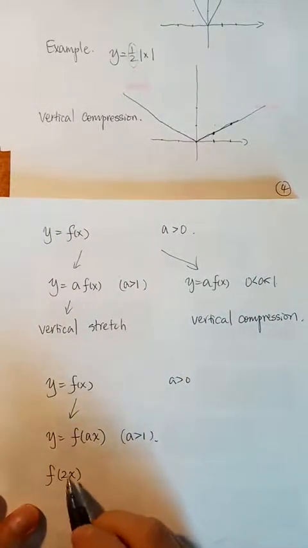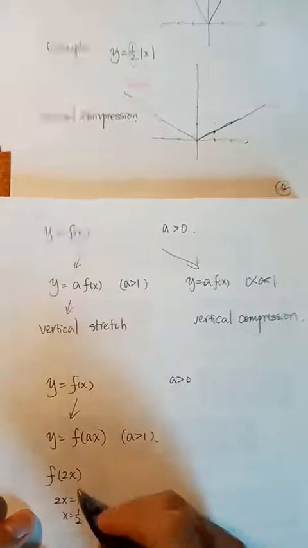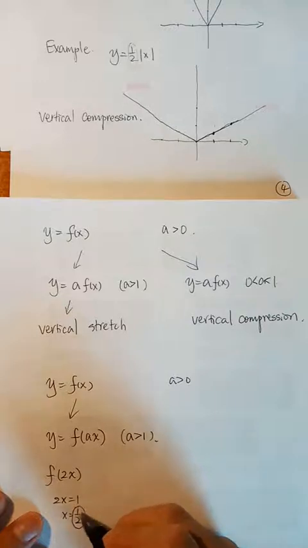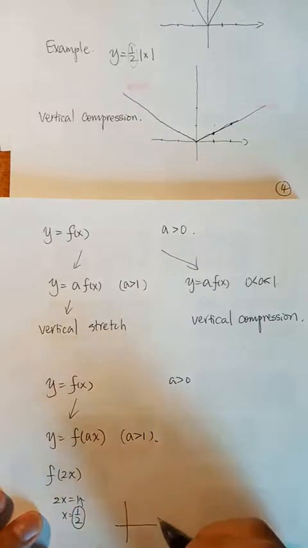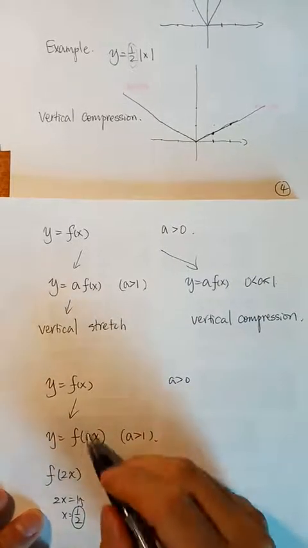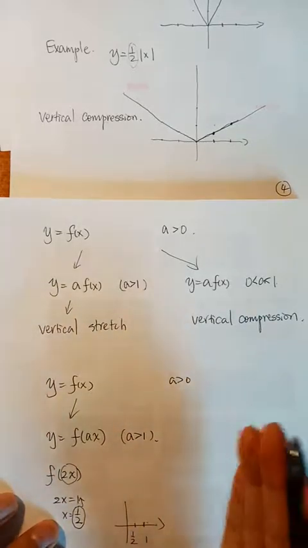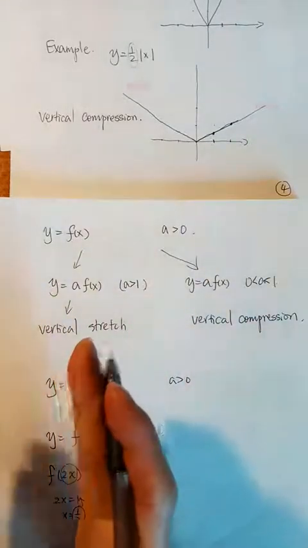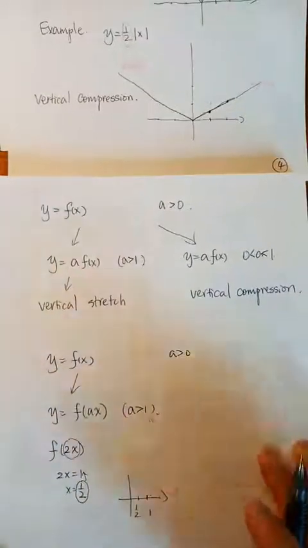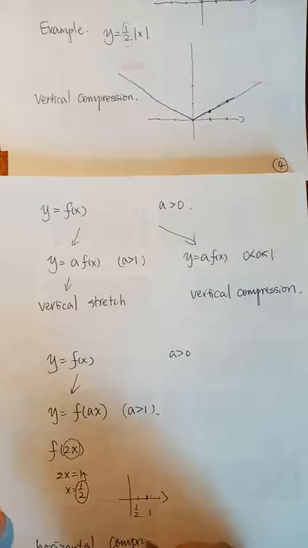2x, if you let 2x equal to 1, you get x is 1/2. It means 1/2 corresponds to 1. Originally, f(x) needs 1, but with the coefficient 2, f(x) only needs 1/2, so you compress it along the x direction. So when a is greater than 1, you have a horizontal compression.